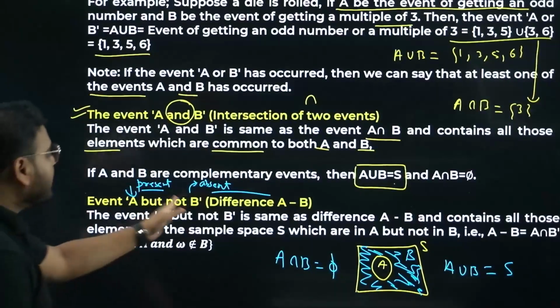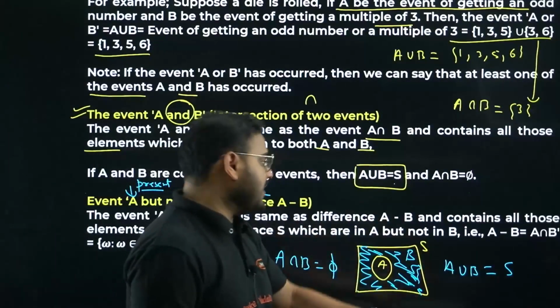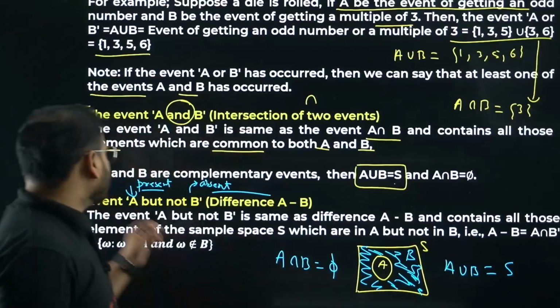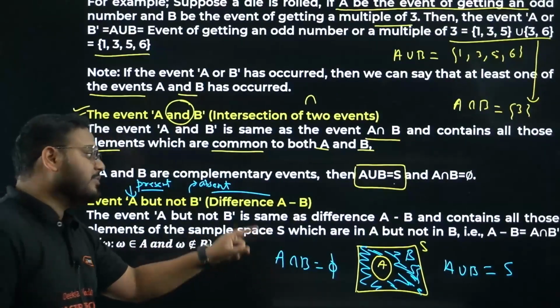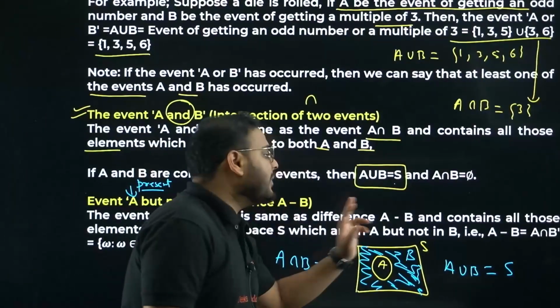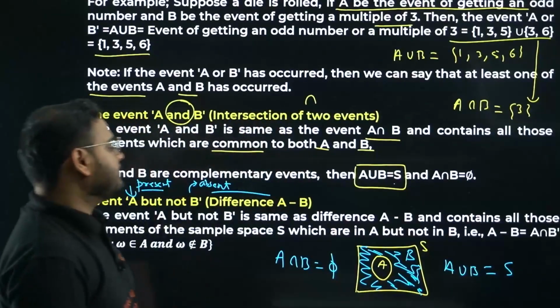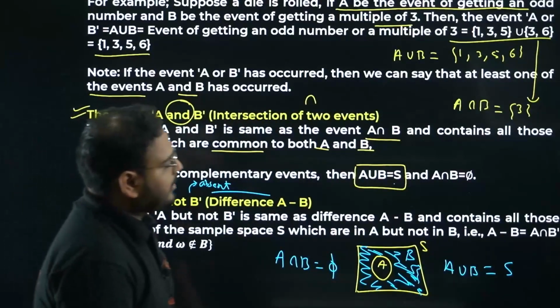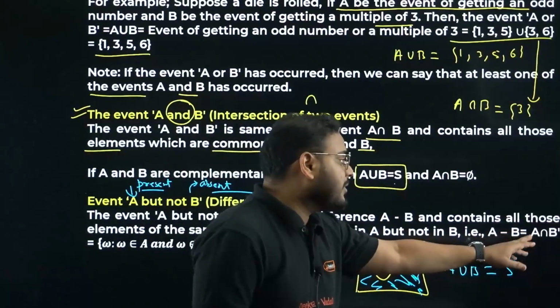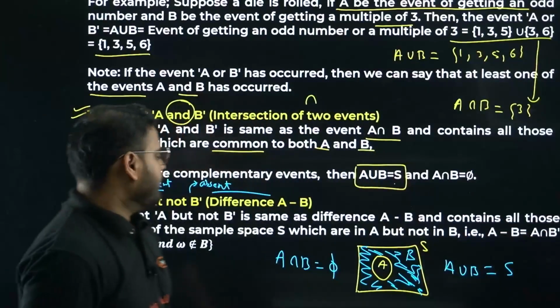The event A but not B is the same as the difference of A and B and contains all those elements of the sample space S which are present in A but not in B. Please check. A minus B is equal to A intersection with B transpose, B complement.